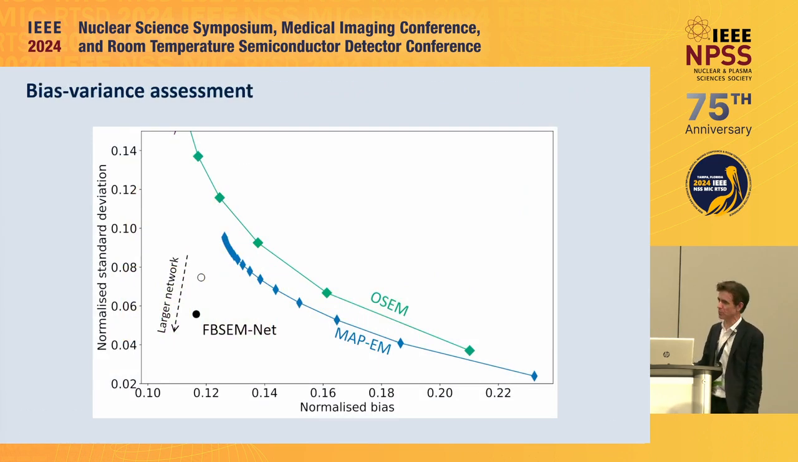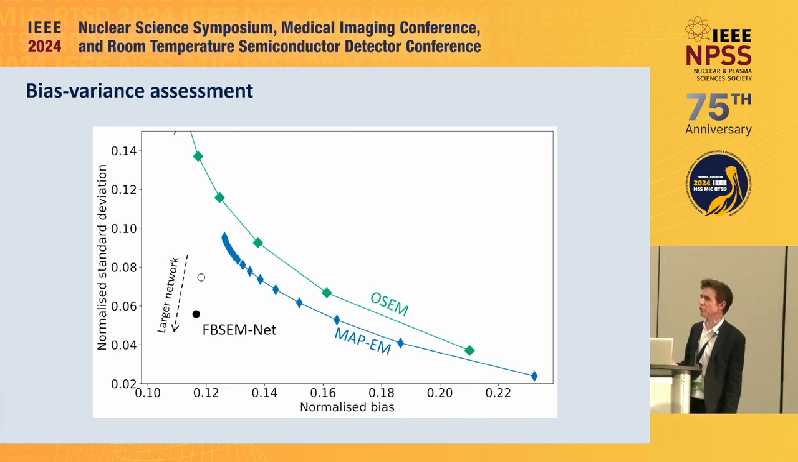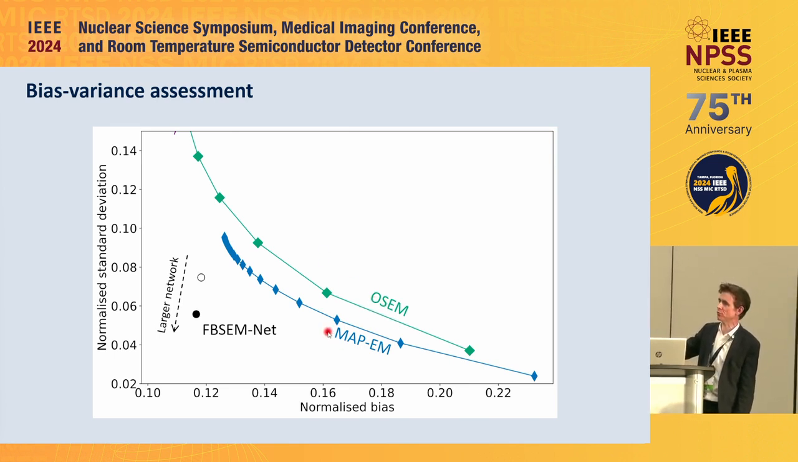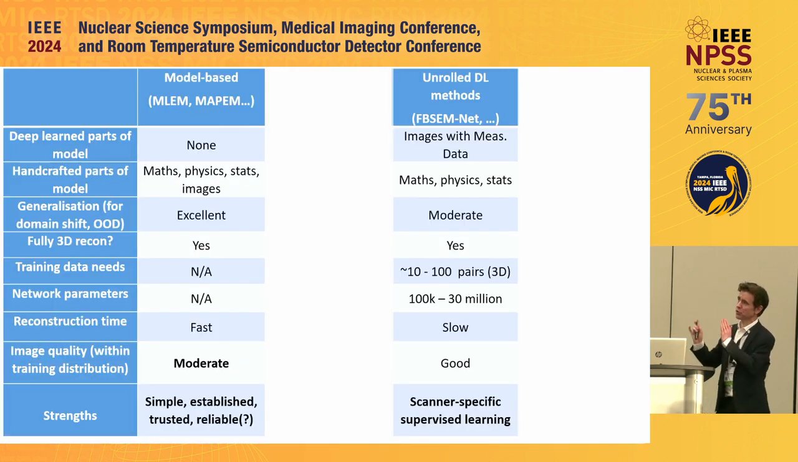Okay, so there's the bias-variance trade-off of comparing a conventional EM method with a MapEM method, and then the supervised unrolled deep learning method, where as we increase the trainable parameters, we can get a notable improvement in image quality. In other words, heading towards lower noise and lower bias in our reconstructed images. So this is where we've got to now.